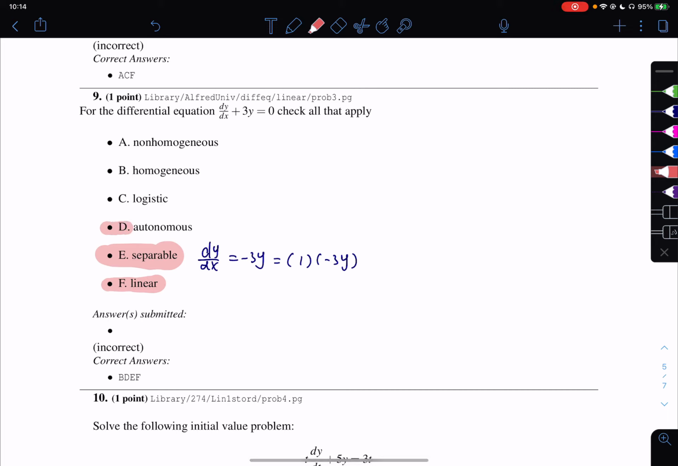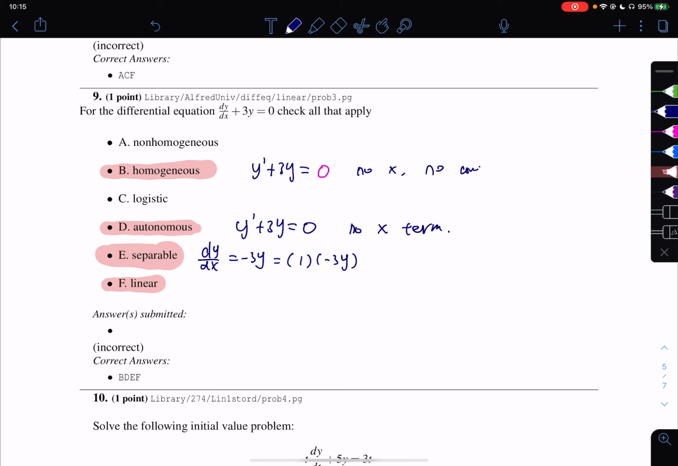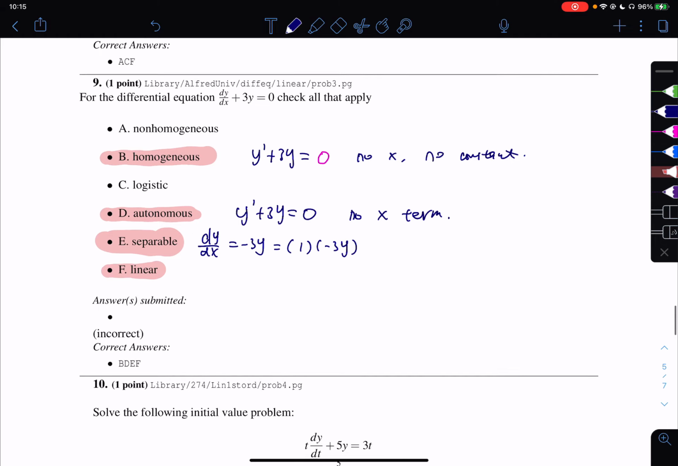It's also autonomous because you have 0 on the right side. What you had was y prime plus 3y, and what's most important, it has nothing that's simply depending on x. So it's 0 on the other side. We didn't really cover the logistic case. Oh, my bad. I said homogeneous, right? It should have been stated there. And it's also autonomous because the whole expression, as you can see, does not have an x term in it, right? This has no x, and this has no constant term standing by itself, so it's homogeneous, right? So this is my classification, BDEF.